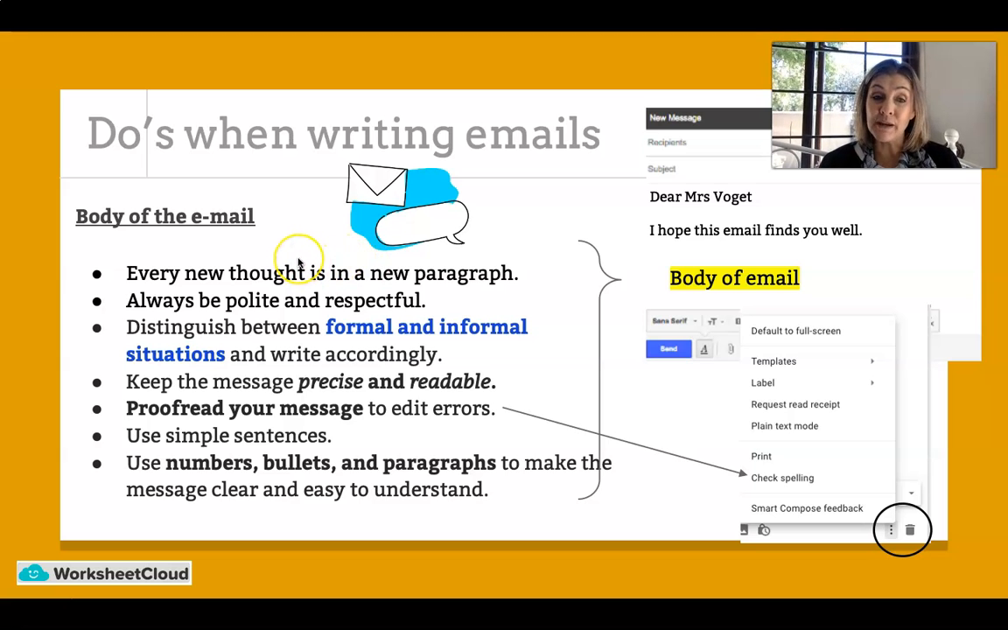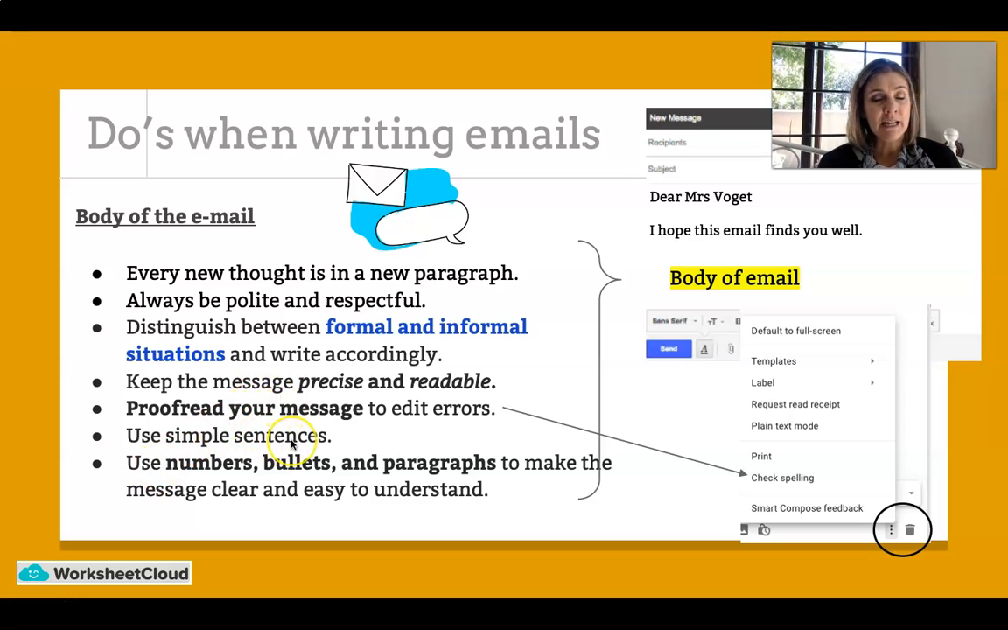Always be polite and respectful. Distinguish between formal and informal situations and write accordingly. So you're not going to go, hey, what's up, if you're writing to your teacher, because that's not formal, but you would do that with a friend. So really know who you're writing to and what you can say. So avoid your slang words when you're writing to your teachers, but hey, what's up, what's happening, you can definitely do that with a friend. Keep the message precise and readable, so get to the point and make sure it makes sense when you read it. Proofread your message to edit errors.